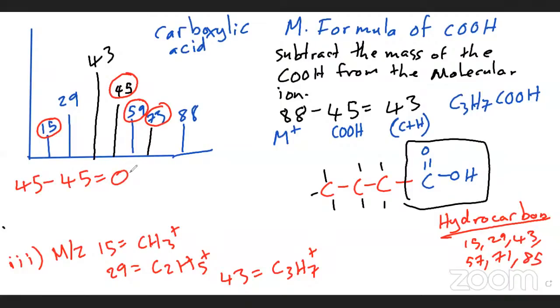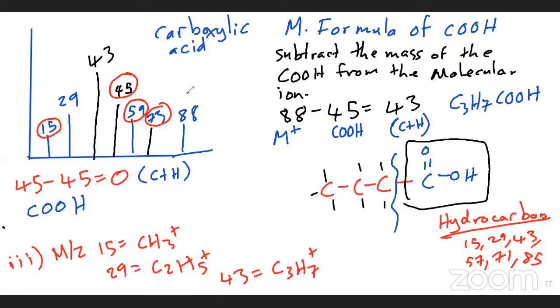That means it just has your functional group. The fragment for 45 just contains your functional group, because the answer here is for the amount of carbon and hydrogen fragment. So zero means you don't have any fragment. So COOH. For the fragment 45, that's just the functional group. That means when it fragments here, you would get the 45.